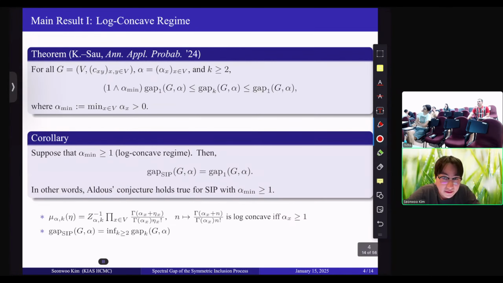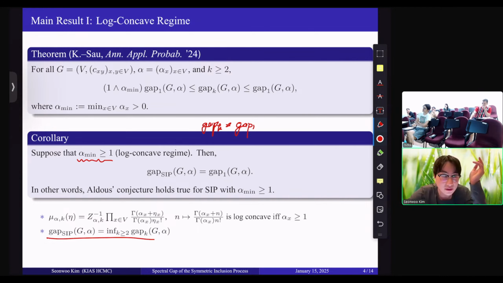And then very naturally we have an immediate corollary: if alpha min is lower bounded by 1, this is exactly the log-concave regime, which I will return to in a few seconds. Then we have exactly the identity that gap k is gap 1 for any k, such that gap c is just the infimum of such k. So we can conclude that gap c is always gap 1, and the Aldous conjecture holds for SIPs with alpha min at least 1. The reason why we call it log-concave is that we do not really use the log-concavity, so it's not a big deal.